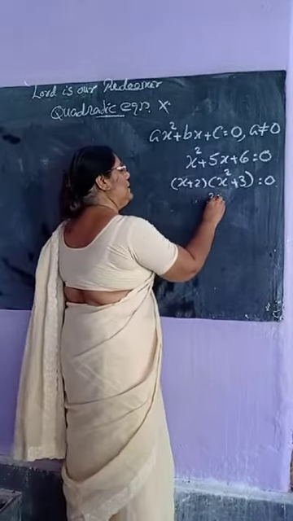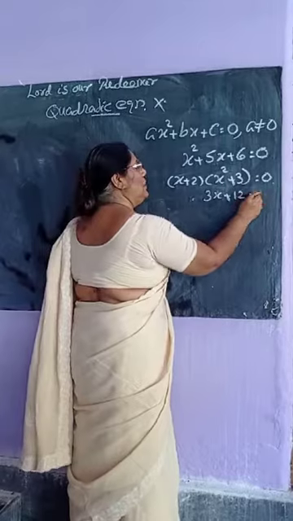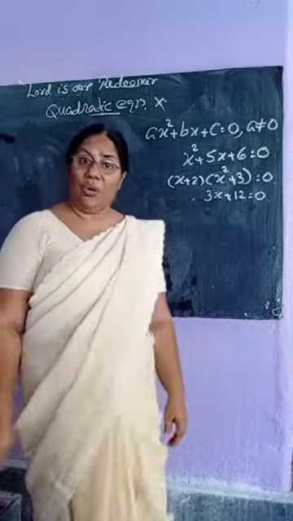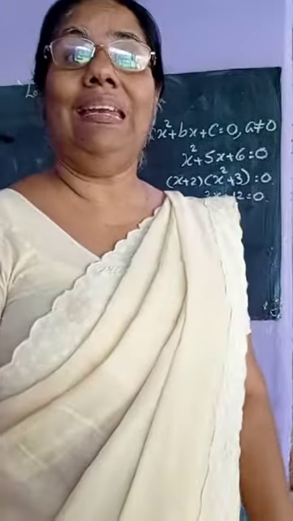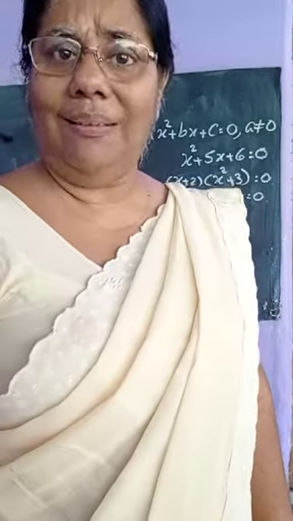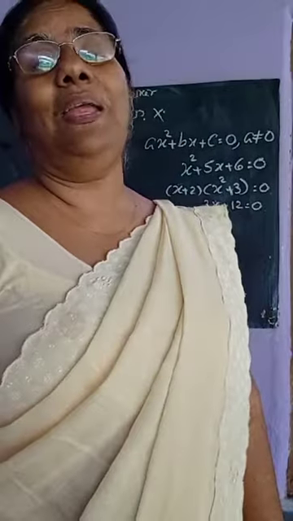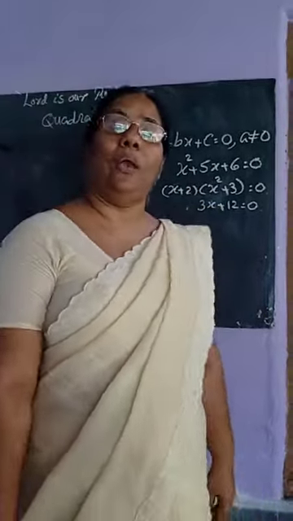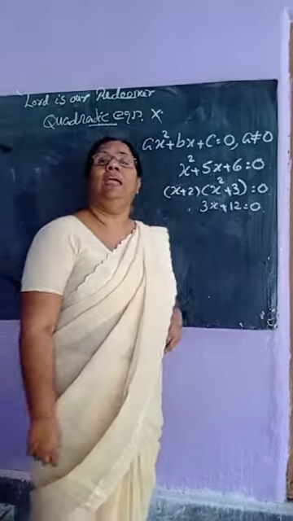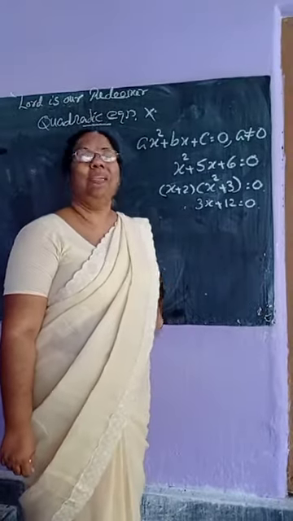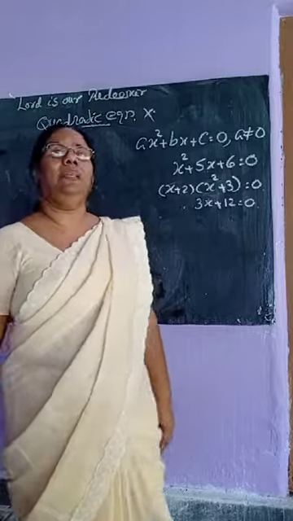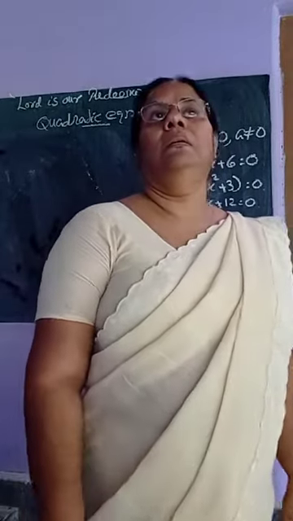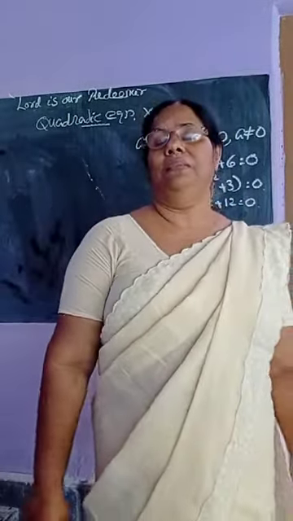This 3x plus 12 equal to 0. This equation is known as a linear equation. What's the meaning of linear? That's a first degree equation. Linear equation or a first degree equation. Understand?